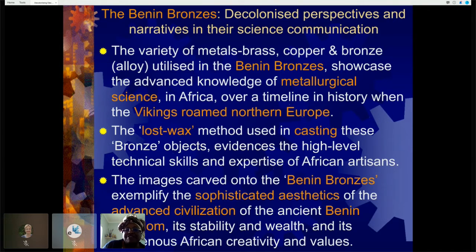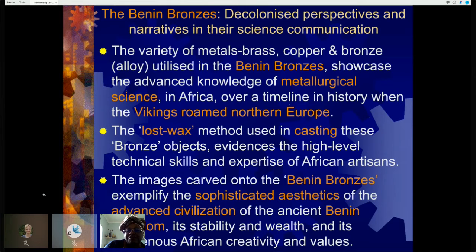We're looking at a diverse variety of metals, even bronze as an alloy, utilized in Benin bronzes. This showcases advanced knowledge of metallurgical science in Africa over a timeline in history when the Vikings roamed Northern Europe. The lost wax method used in casting the bronze objects evidences high-level technical skills and expertise of African artisans at the time.